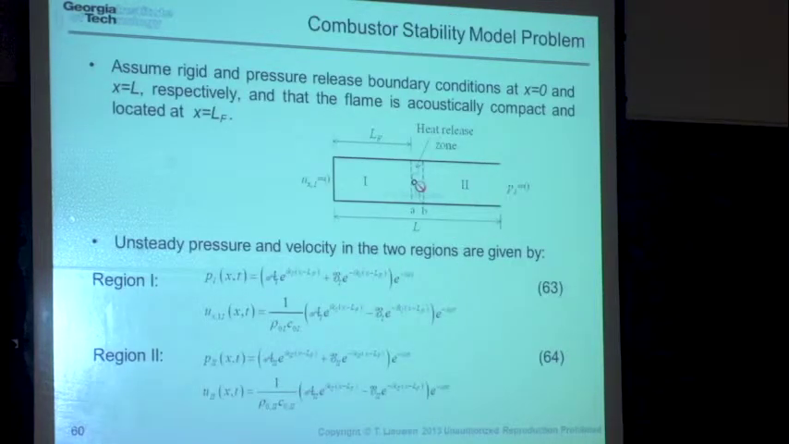I have a flame sitting in a duct. I've got these homogeneous boundary conditions. And by the way, what these homogeneous boundary conditions basically imply is that once you generate a sound wave, it's not damped at the boundaries. It reflects perfectly off the two boundaries. So all sound generated in the domain is bouncing around inside the domain. It might have a phase shift at the outset, but it never leaves the domain. And then I have a flame that's sensitive to those disturbances, and I'm going to ask, what's going to happen to this combustion system?